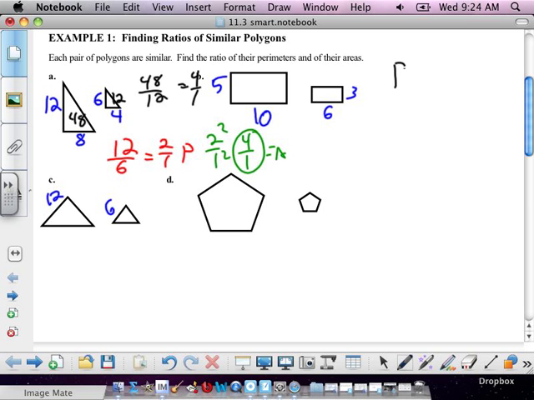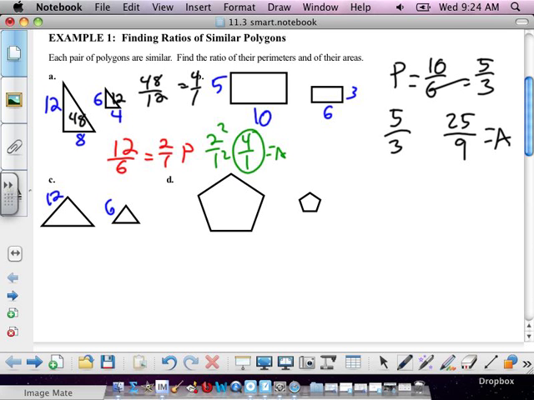The perimeter ratio, remember, is the same as the side ratio. Which one do we want to use? Do we want to use 10 over 6 or 5 over 3? Okay, we can do 10 over 6. What does that reduce to, though? 5 over 3. And then we take 5 over 3 and we do what to it? Square the top and the bottom, so we get 25 ninths. Can I reduce that? No. So that's the ratio for our area. Pretty simple?